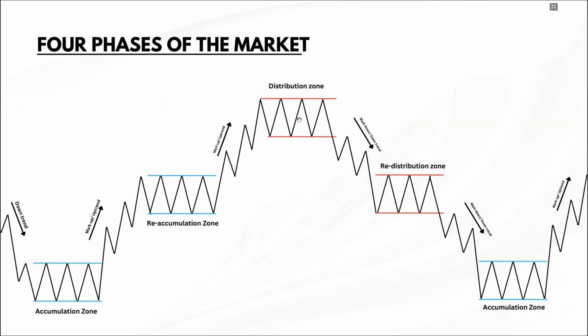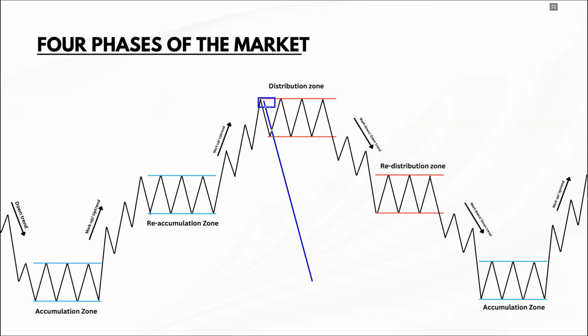And what does a distribution zone do? Well, the smart money who would have bought at the accumulation zone and the reaccumulation zone, they will book their profits at the distribution zone. Again, the same vice versa concept. They cannot buy the entire quantities in one shot. It's exactly the same thing. They cannot sell in one shot actually.